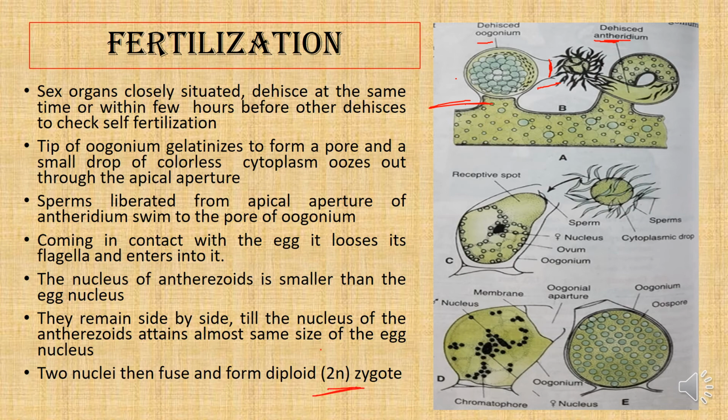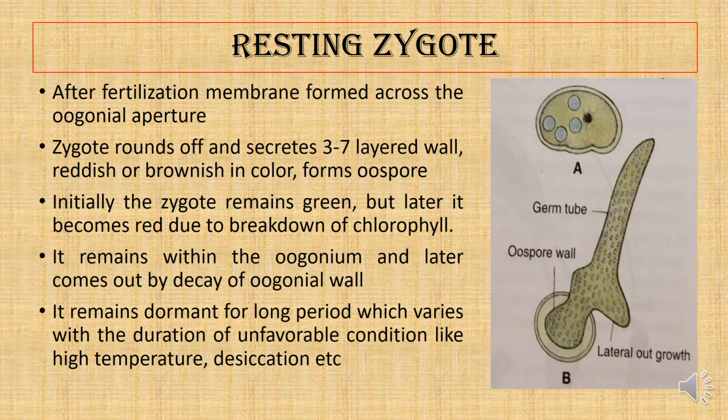Here we see the oogonium, and this is how the sperms congregate around the egg. After fertilization, the zygote is retained within the oogonium. So after the fertilization, the zygote is retained in the oogonium, and the oogonium forms an aperture.